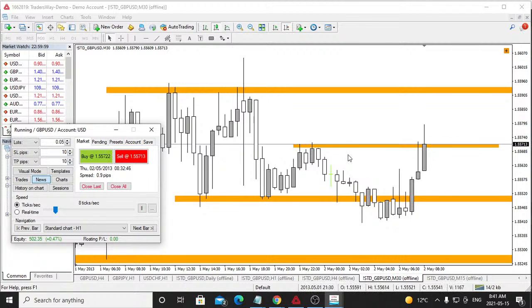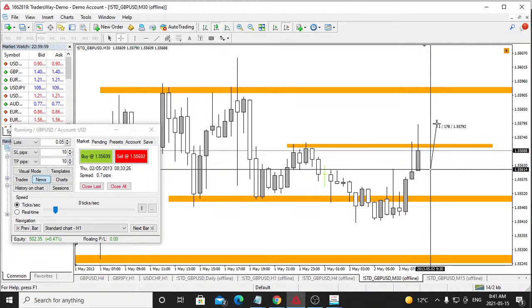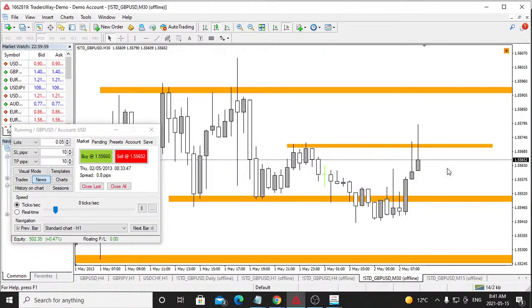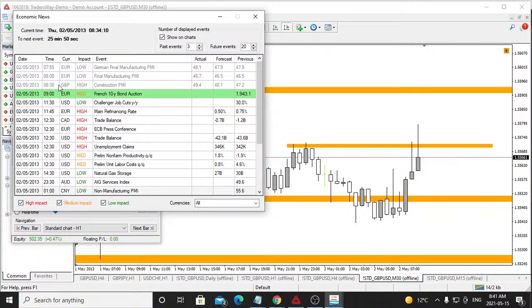Like I didn't trade the news. This candle right here just pushed up like 20 pips. Wow, it's a 20 pip candle in like 2 seconds. This was the news, and I'm guessing that it was pretty good. Yeah, so last time it was 47.2. This month it was 49.4. So it was better. It's quite hard to see the news.